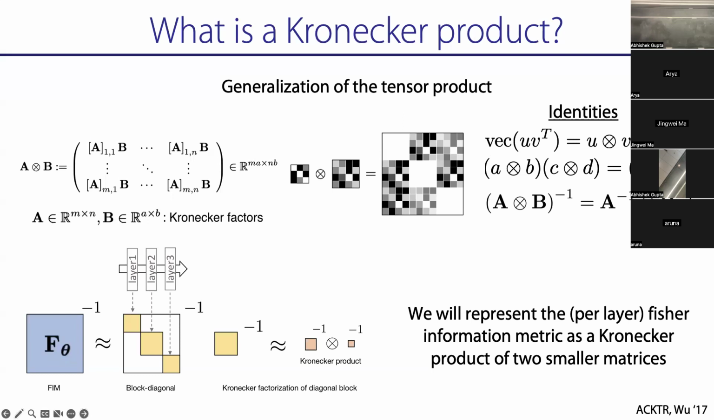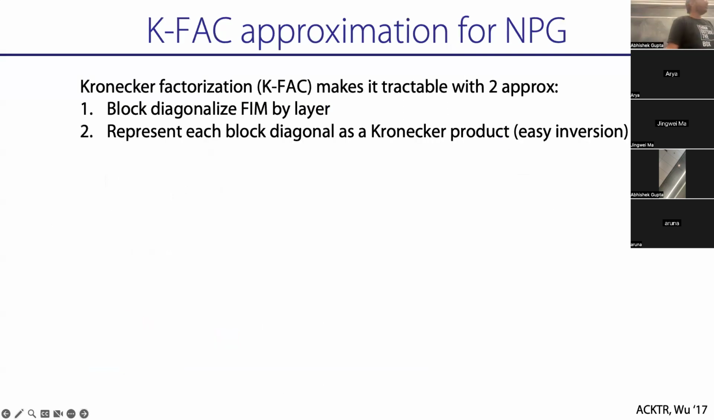Conceptually, all we're doing is making assumptions, right? The first one is independence, layer-wise. The second one is that this matrix is not exactly equal to a particular Kronecker product. We're going to approximate it for invertibility. Okay, so let's try and derive this a little bit, right?